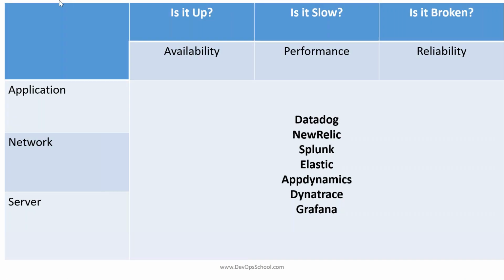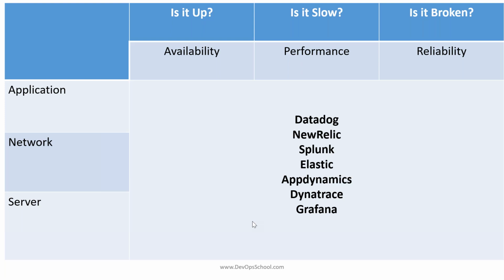So now the question is, which system, which tool, which platform, which framework will help us to set up observability? Because there is so much complexity in the environment and production. So what do we do in this case? Our goal, our objective, is to find out whether my application is available, is it up, whether my application is slow, has performance issues. I want to know whether my application is reliable, is it broken. I want to know my application availability, performance, reliability. I want to know network availability, network performance, network reliability. I would like to know server availability, server performance, server reliability.